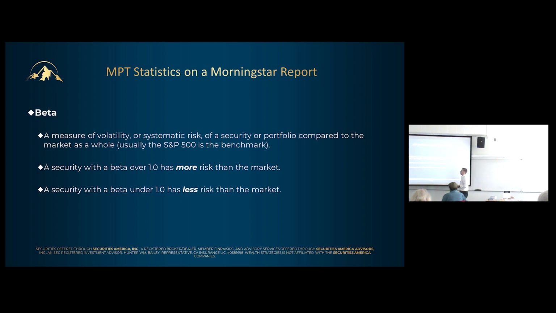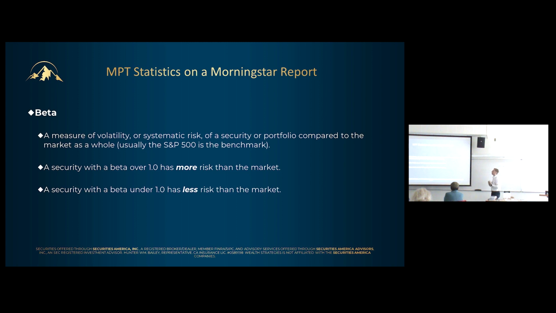So we're going to begin with some of the MPT, or Modern Portfolio Theory, statistics that you'll find on a Morningstar report. There are plenty of statistics. There are a bunch of different ways that we can measure things, but I want to focus on the things that are the most easy to understand and the most easy to apply, and the things that I use and apply when I'm building. So the first thing, which I think is probably one of the easiest concepts to understand, is beta.